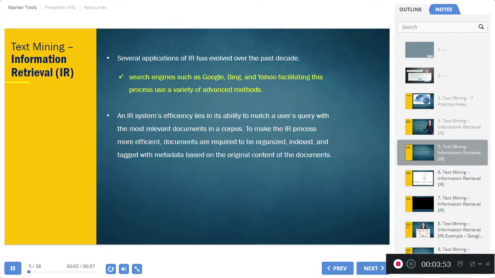Several applications of information retrieval have evolved over the past decade. Search engines such as Google, Bing, and Yahoo, facilitating this process, use a variety of advanced methods. An information retrieval system's efficiency lies in its ability to match a user's query with the most relevant documents in a corpus. To make the information retrieval process more efficient, documents are required to be organized, indexed, and tagged with metadata based on the original content of the documents.